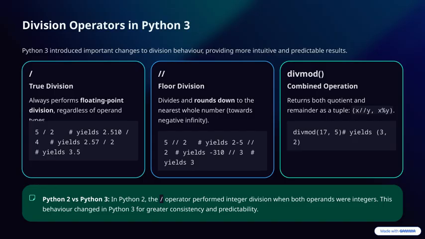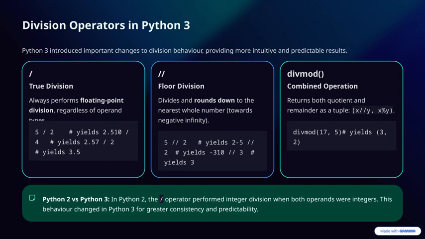Next, there's the double slash operator. This is known as floor division. It divides and then rounds down to the nearest whole number, which is especially useful when we need an integer result. For instance, 5 // 2 equals 2 because 2.5 rounds down to 2. And if we try -5 // 2, it results in -3 because it rounds down towards negative infinity, not just truncating.